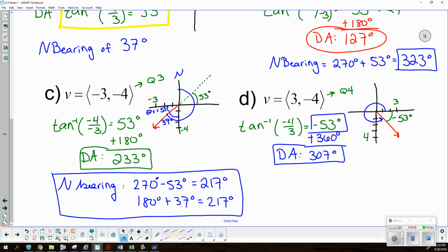Now for the navigational bearing. So from north, we are heading in the clockwise position. We went 90 degrees plus a reference angle of 53 degrees more. So that is 90 plus 53 degrees, which is 143 degrees bearing, navigational bearing.